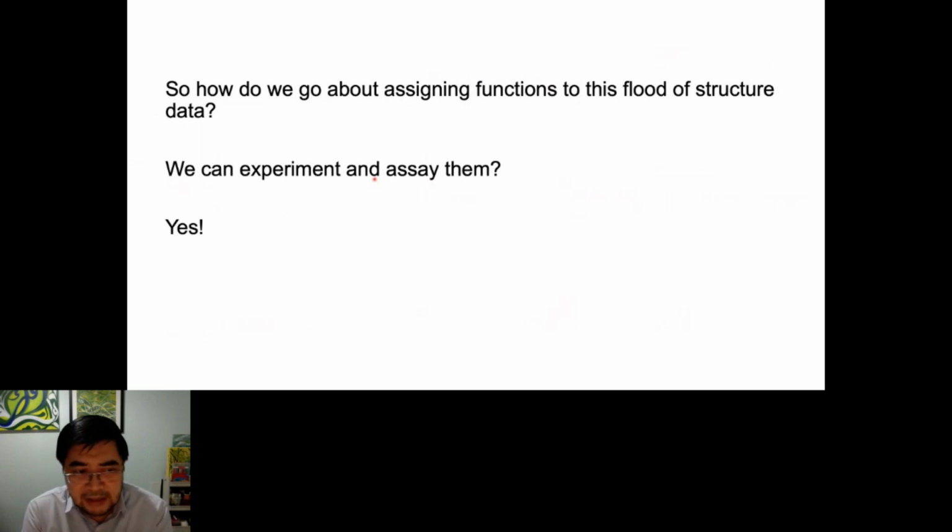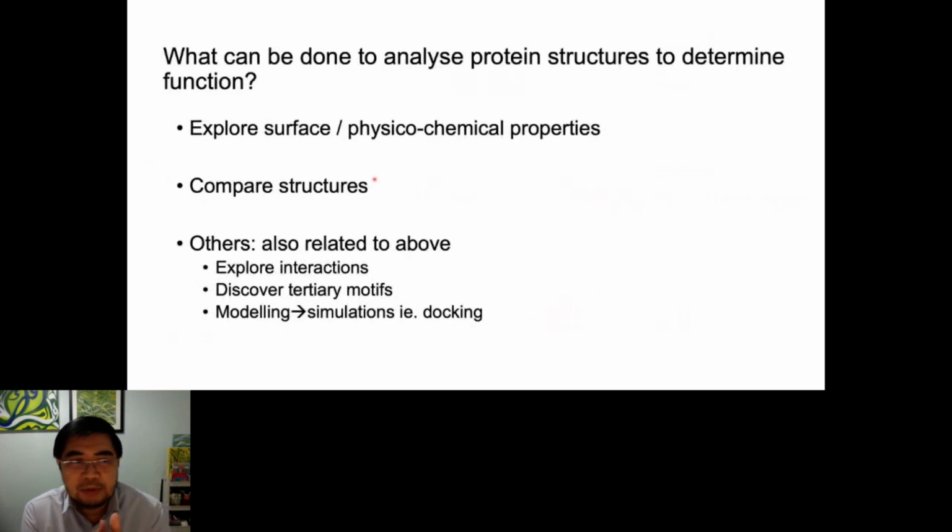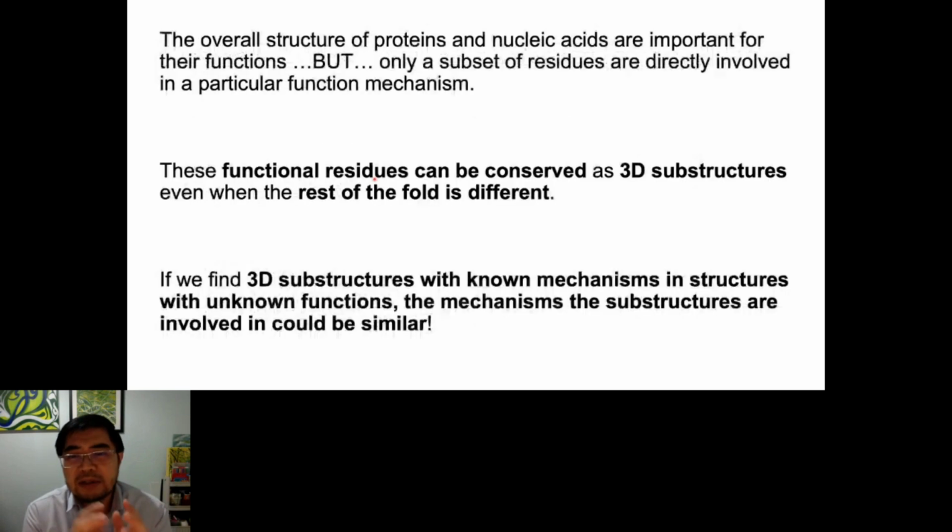Obviously, we can experiment and assay them, yes. But where do we start? And what can be done to analyze protein structures to determine their function? So in general, we can explore the surface, we can look at the physical chemical properties, we can of course compare structures, and there are many methods available for this. You've got DALI, you've got FOLSEQ, okay? But what I'm going to try and do today is look at how a subset of residues in a structure can be used to perhaps assign functions.